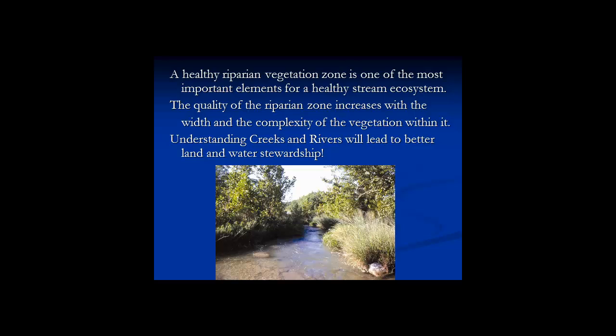Because we all have the same goal: a healthy riparian vegetation zone is a very important element for a healthy stream ecosystem. The quality of the riparian zone is going to increase with the width and complexity of the vegetation within it. And so as we all better understand our creeks and rivers, we can all be better land and water stewards for the state. That is all I have for this little presentation.